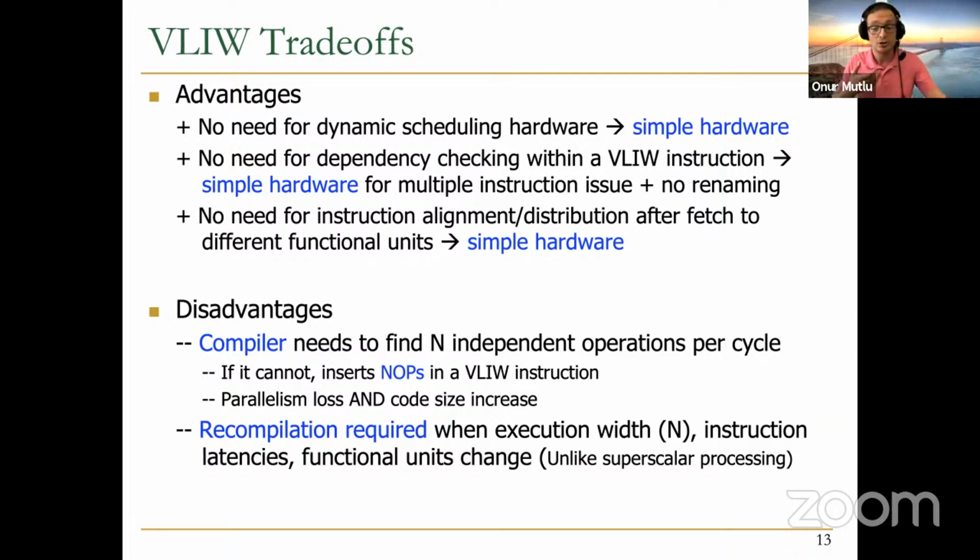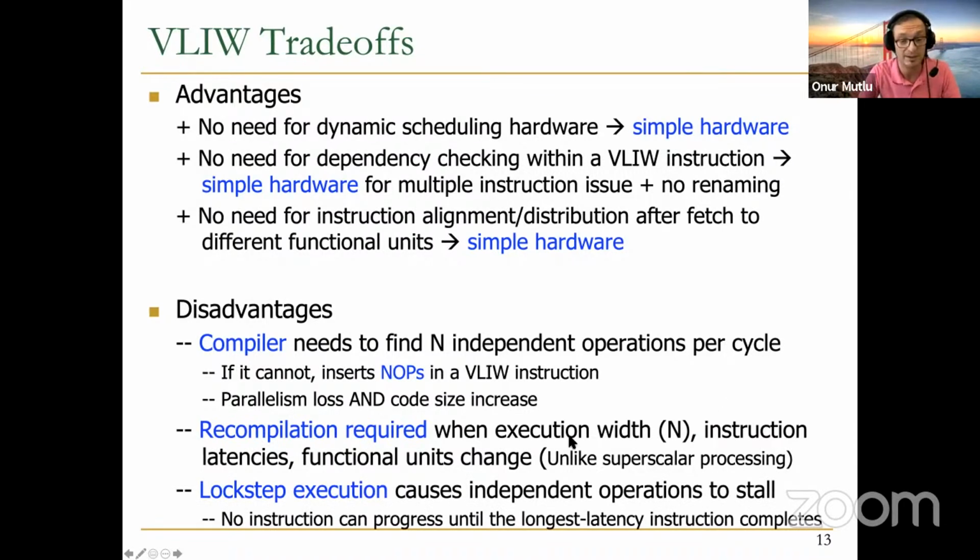Whenever you do superscalar out of order processing, if you change something in the microarchitecture, you don't need to recompile code, right? Okay. And lockstep execution causes independent operations to stall because no instruction can progress until the longest latency instruction completes. And as we discussed, that's a problem also. The compiler can try to schedule around it such that it tries to balance the execution latencies of different instructions that are executing at the same time concurrently. But again, that's a difficult task. That's asking even more from the compiler now.